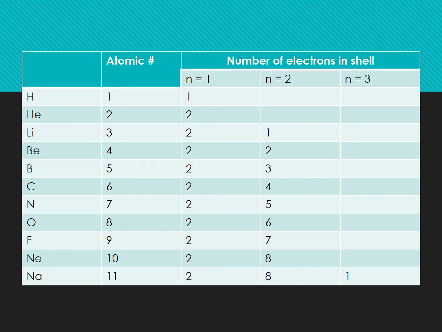You can also see the pattern between hydrogen, lithium, and sodium, that they all have one outer electron because they're in the same column.